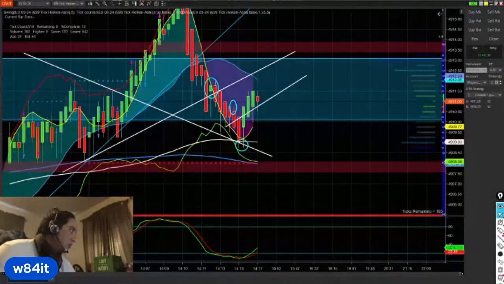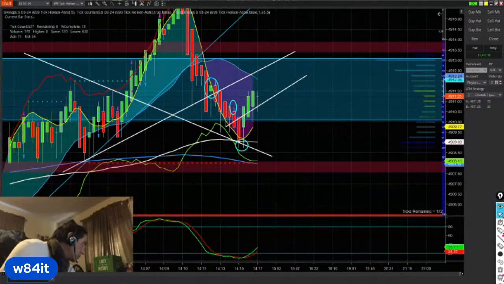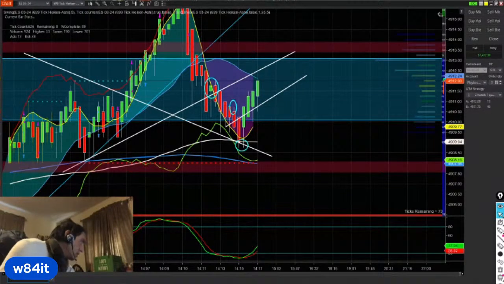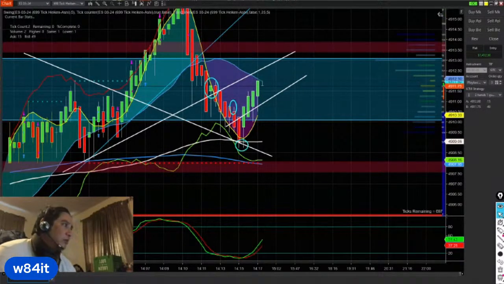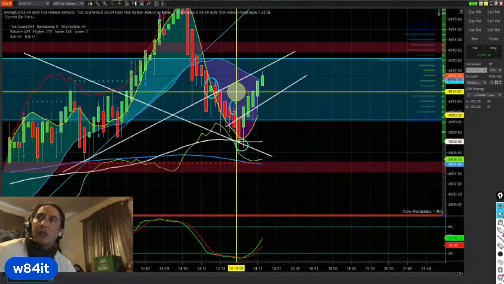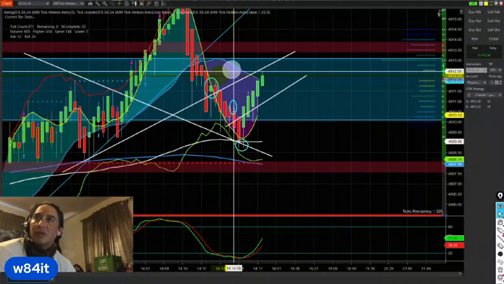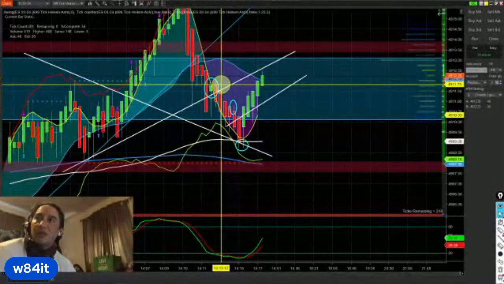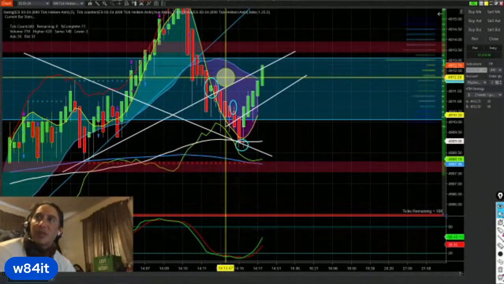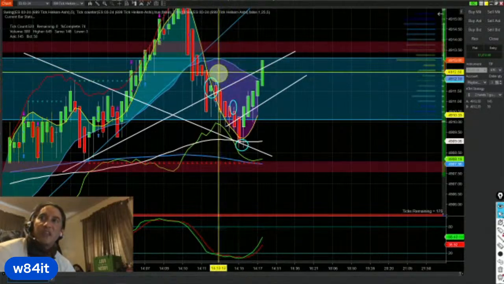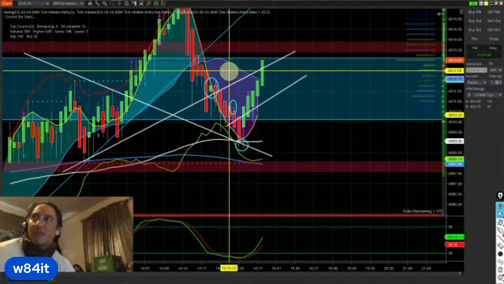Questions so far? Anything? Any different indicators? I started using this, what is this called? MA, it's like a moving average, they call it like a moving average builder or something like that.